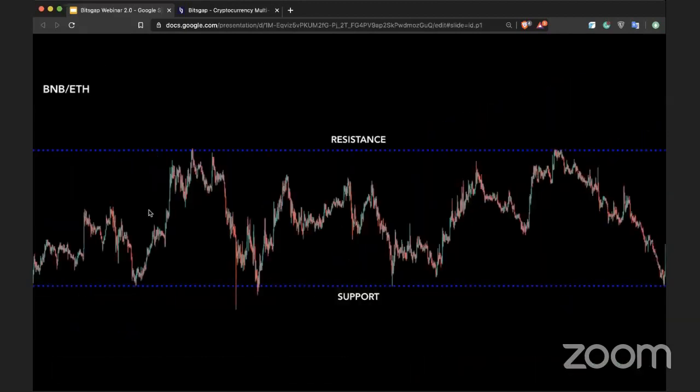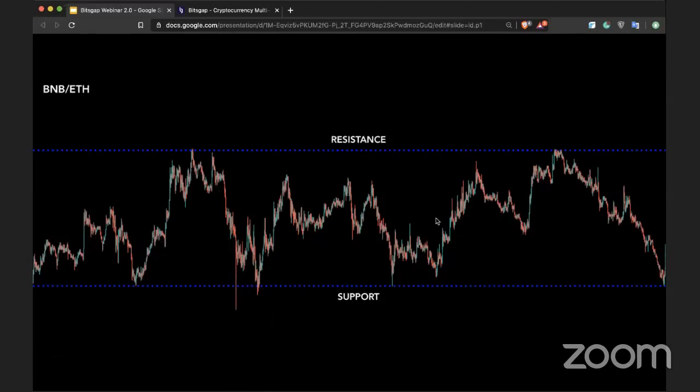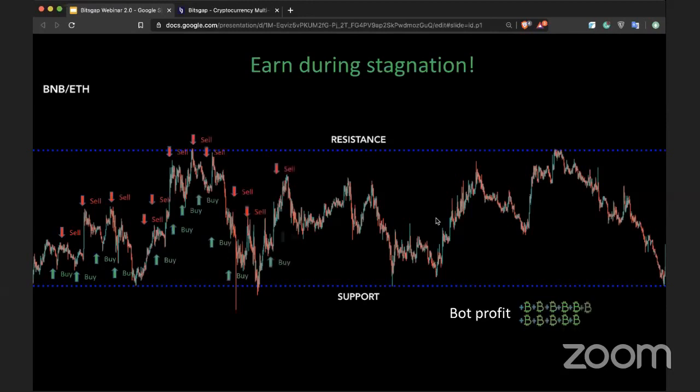Same case in the sideways market. The sideways market is nothing more than just a period of stagnation when the price is neither going upwards nor downwards, so it's somewhere in between. It stays in the neutral zone. So the idea is to earn during the stagnation, and you can let the bot do this for you. Simply launch the bot with optimal settings, and the bot will buy low and sell high on every price swing. So you don't have to initiate manually all of these trades. The bot will do this for you.